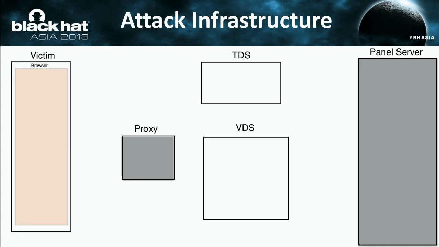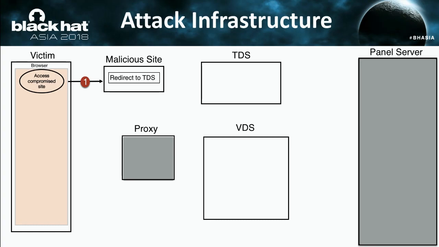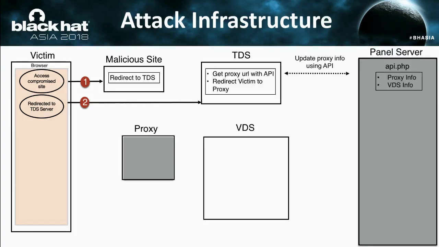So this is the victim, and this will be the browser. One victim browser accesses a malicious site, and the malicious site redirects the victim to the TDS server. The TDS server gets the proxy server URL from the panel server using the API I showed you previously. So the TDS server connects to the panel server with the API and gets the latest URL of the proxy server domain. Using this information received from the panel server, the victim is redirected to the proxy server.